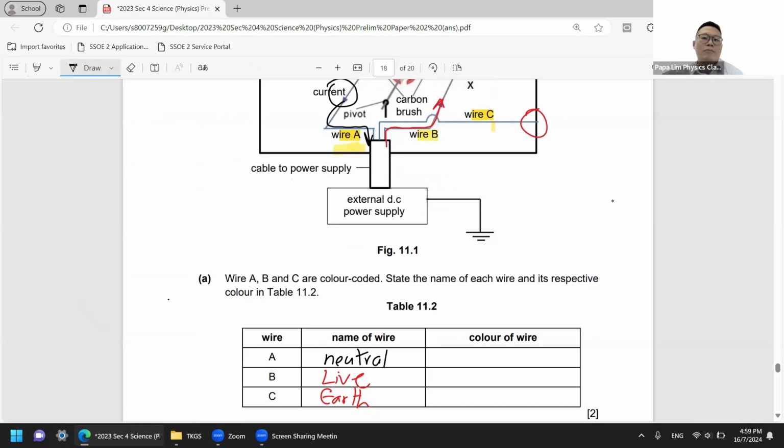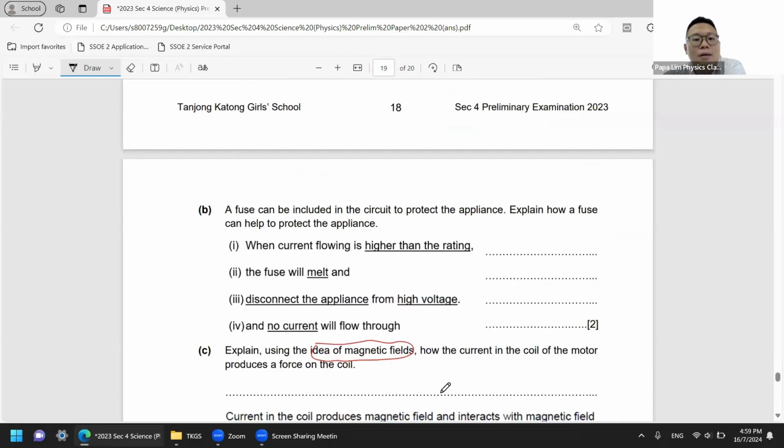But in real life, wire A and wire B, live and neutral, are actually the same type of wire. What differentiates the live wire and the neutral wire is the direction the current flows. Always remember, the wire carrying current away from the source is known as the live wire. The wire that carries current back to the source is known as the neutral wire. And from there, you will know the respective colors.